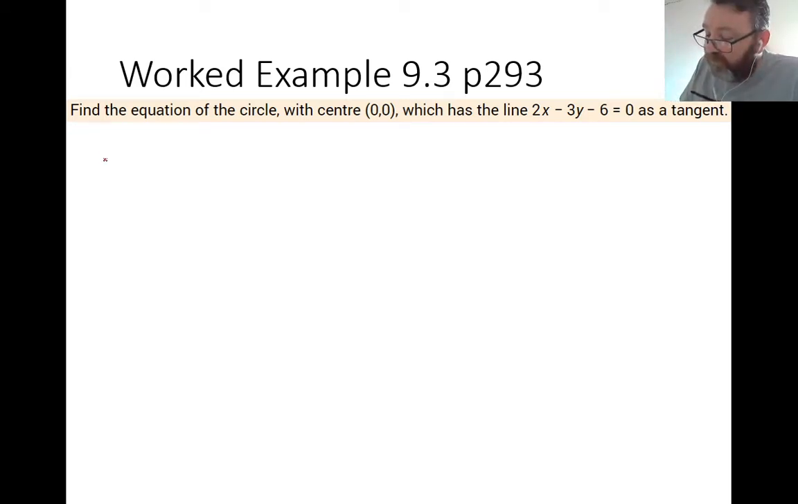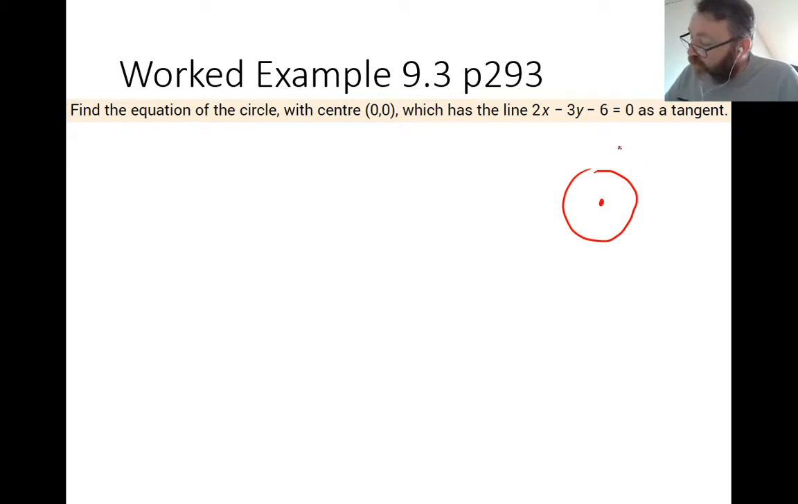So what did I ask you to do? Find the equation of a circle whose center is 0, 0. Okay, so let's just take a look at something like this. Whose center is 0, 0, and which has the line as a tangent. Now, you know already what a tangent is. A tangent touches the circle once, and that's 2x minus 3y minus 6 is equal to 0.